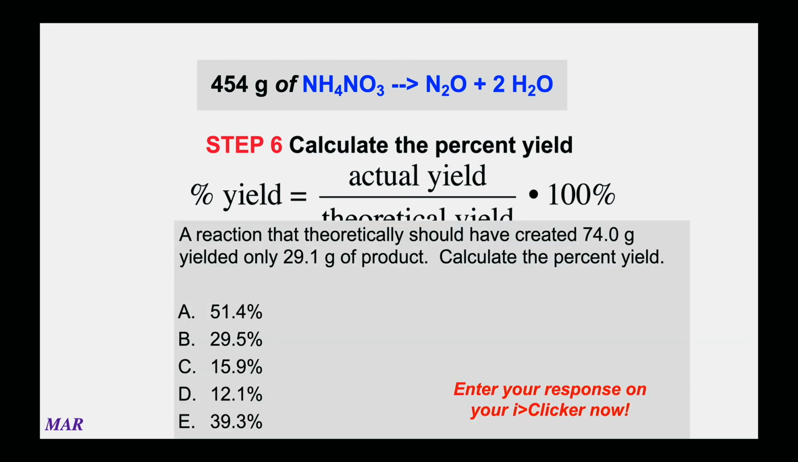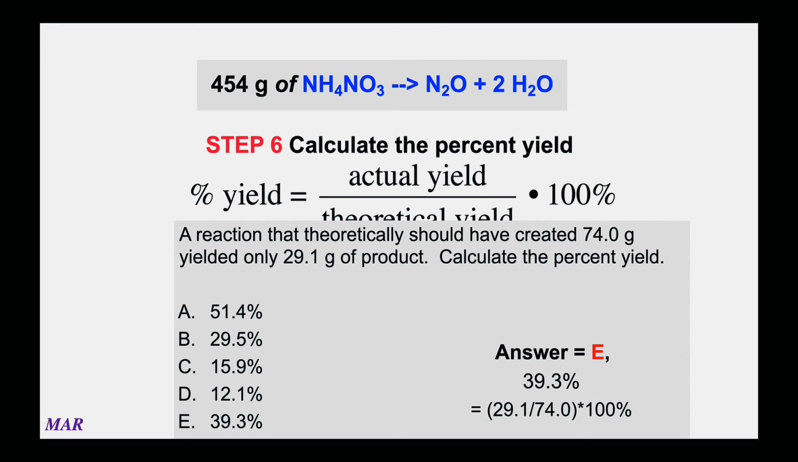This is a reaction. It should have created 74.0 grams, but for whatever reason, we only ended up with 29.1 grams of product. And the question is, calculate the percent yield. So again, it's actual divided by theoretical. We actually only ended up with 29.1 grams. We should have ended up with 74 grams. So in your calculator, 29.1 divided by 74.0, it comes out to be answer E, 39.3%. That would be the percent yield for this reaction.